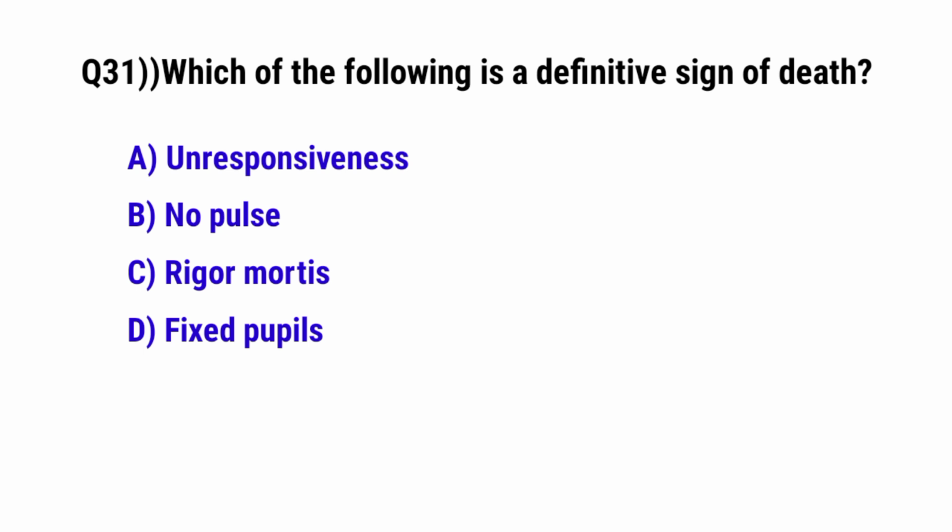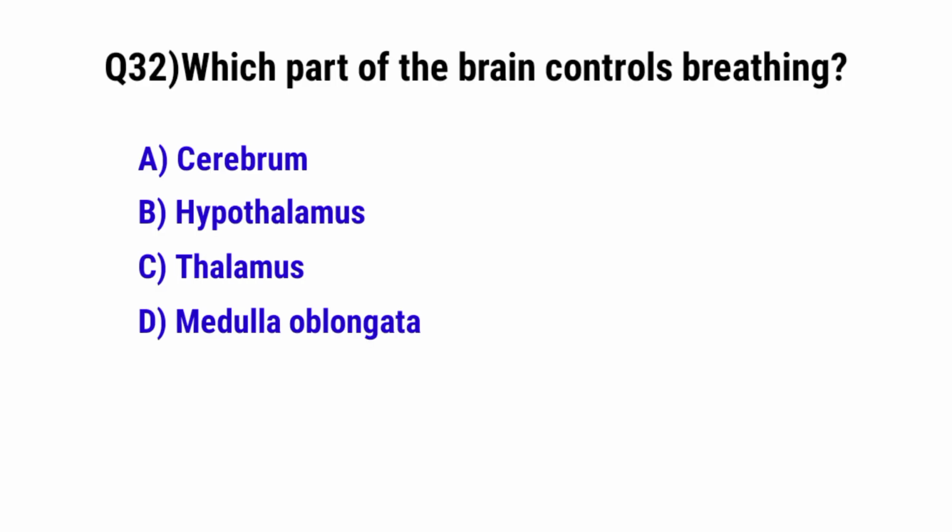Question number 31. Which of the following is a definitive sign of death? The correct option is C. Rigor mortis. Question number 32. Which part of the brain controls breathing? The correct option is D. Medulla oblongata.